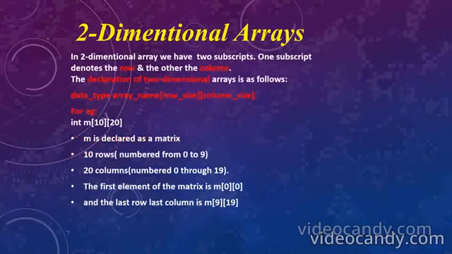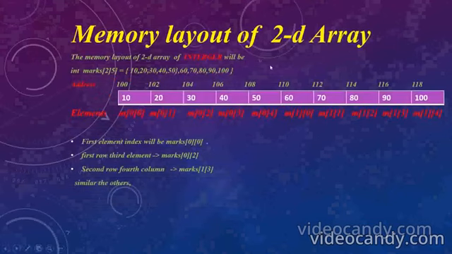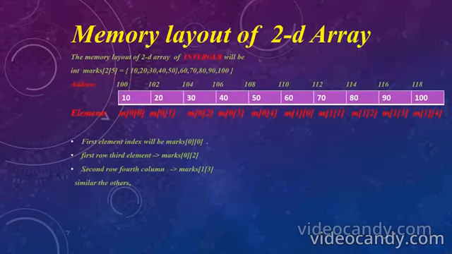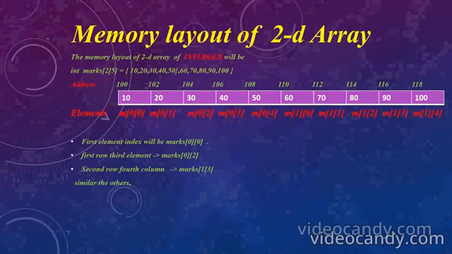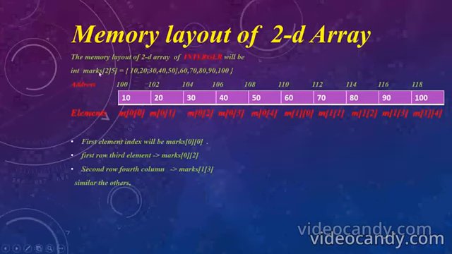Okay, now let's discuss the memory layout of a two-dimensional array. As you remember, arrays are stored in continuous memory allocation. That means all the elements are stored in continuous locations. In a two-dimensional array, let's take an array called marks having 2 rows and 5 columns, of integer type. So how many elements will there be? 2 into 5, there will be 10 elements.